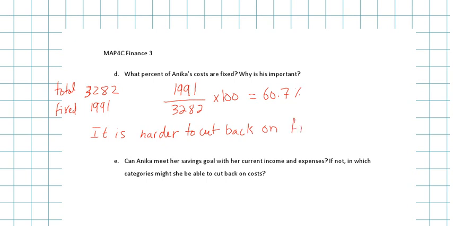Can Anita meet her savings goal with her current income and expenses? If not, in which categories might she be able to cut back on costs? Her balance is not equal to zero, yeah, it's negative. Negative 232.